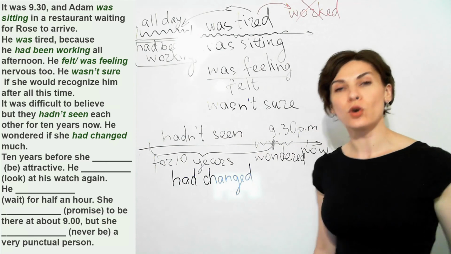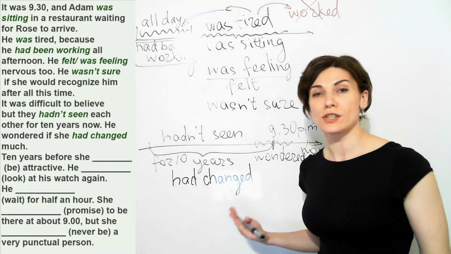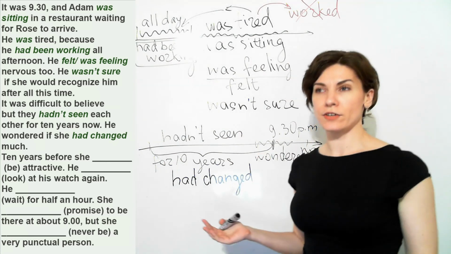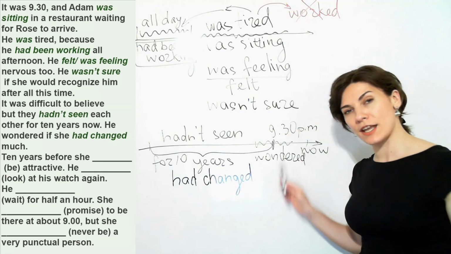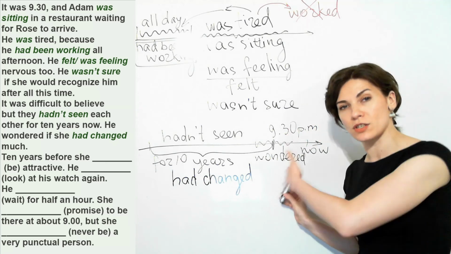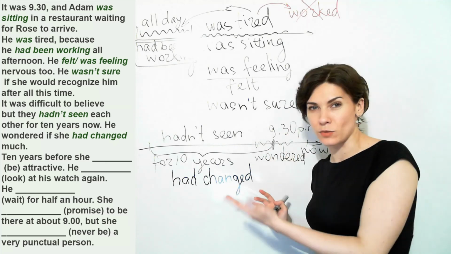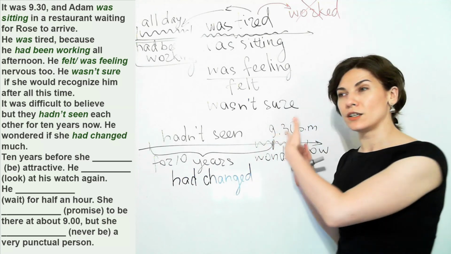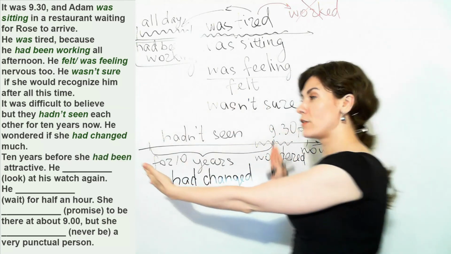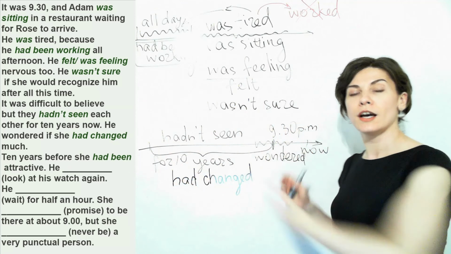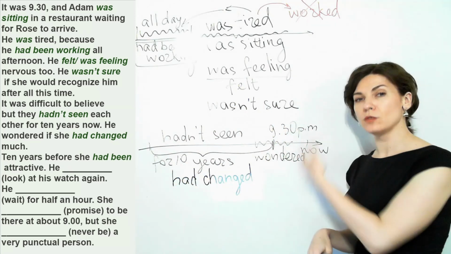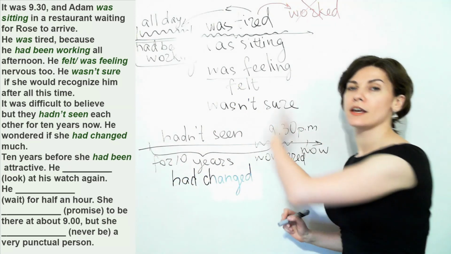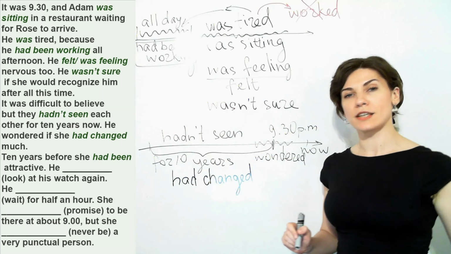10 years before, she had been attractive. Because if you say she was attractive, it would mean that as he was sitting at the restaurant that evening she was attractive, but we don't know yet whether she was or not. 10 years before these events happened, she had been attractive. Again, we are talking about a past action that had happened before other past actions.